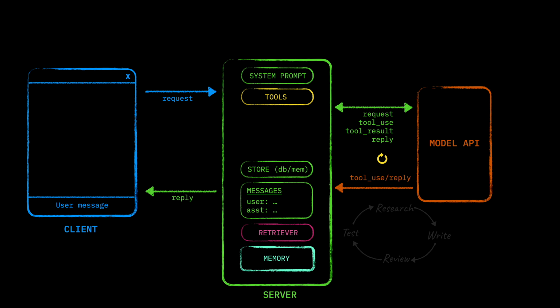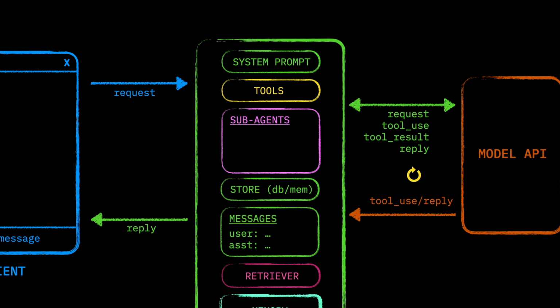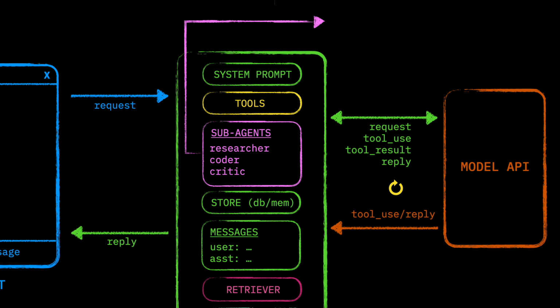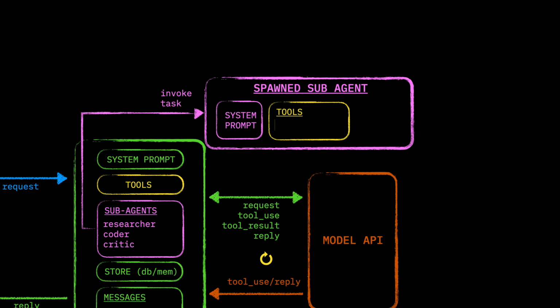We can fix this by letting agents spawn other agents. Alongside the tools, the primary agent now has access to sub-agent types: a researcher, a coder, a critic. Each one specialized, each one with its own context. When the primary decides a subtask needs delegated work, it spawns a fresh sub-agent. Fresh system prompt, fresh tools, fresh messages. The sub-agent has no idea about the parent's full conversation. It only knows the specific task it was given.